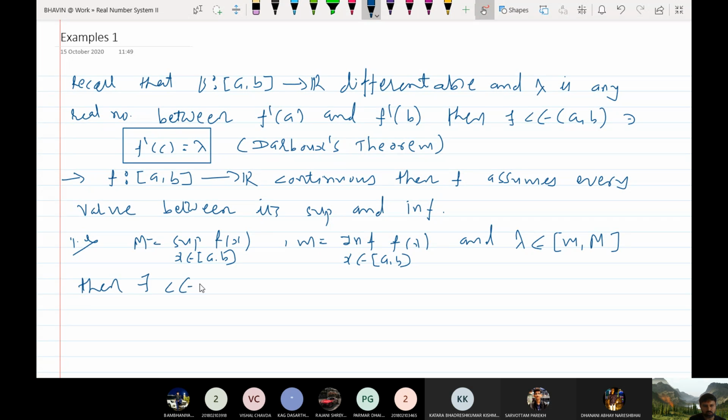then you can find there exists c belongs to [a, b], or closed interval [a, b], you may take here also closed interval. Okay, so this is intermediate value theorem for continuous function. So these things we have discussed in the earlier lecture.